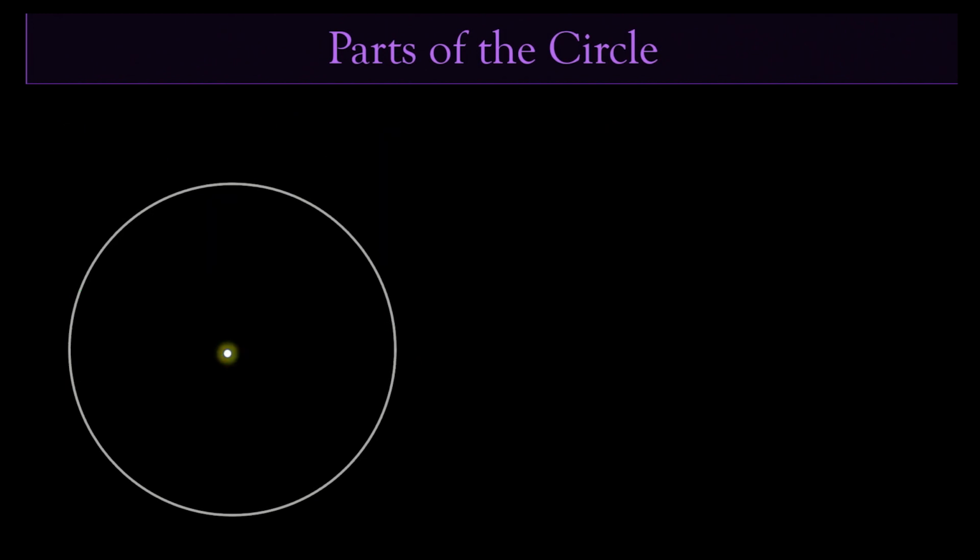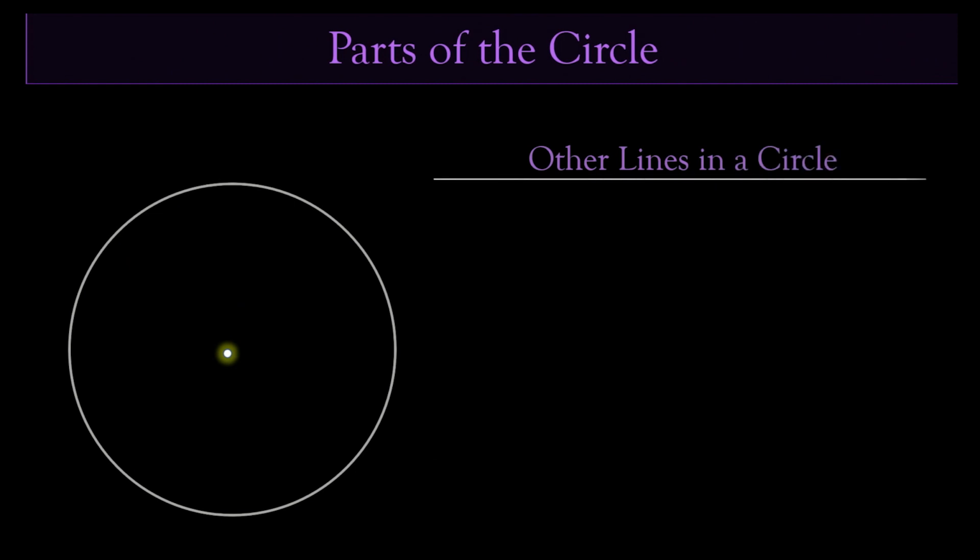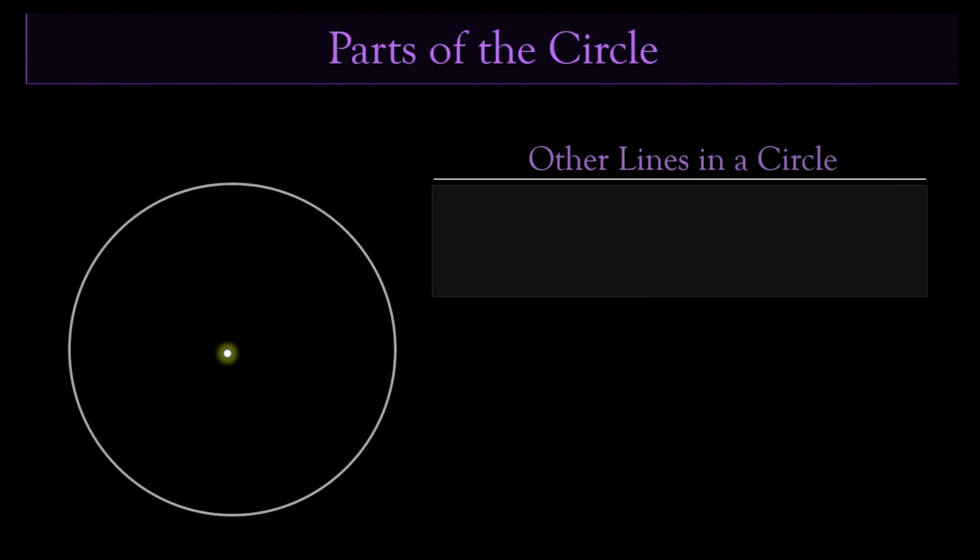Okay? We can also define other parts, other lines that are contained within a circle. And one of them is, of course, the arc, right?